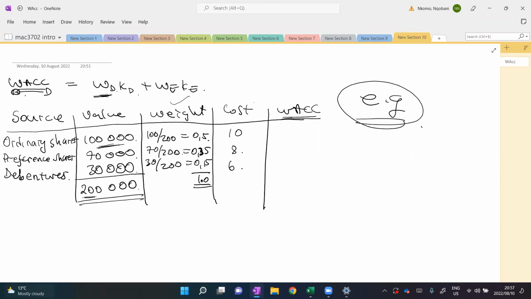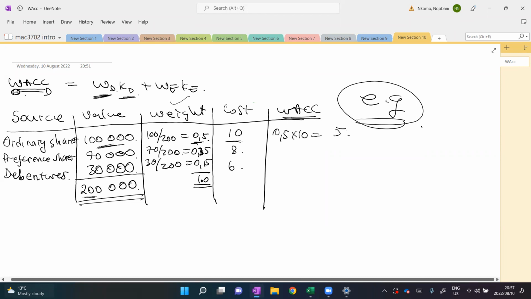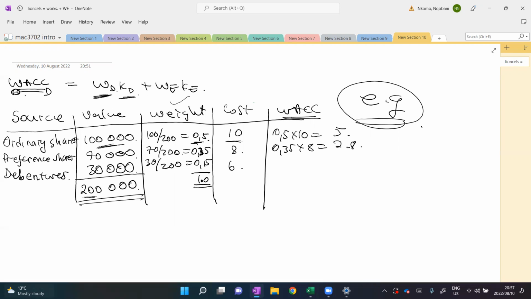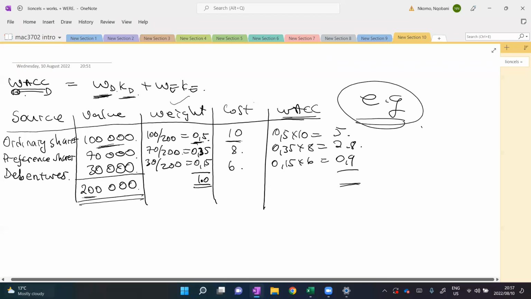Yes. Now we're together. So remember our formula: it is the weighting times the cost. In this case, our weight is 0.5, the cost is 10, so it will be 0.5 times 10, which gives us 5. Then 0.35 times 8 is 2.8. 0.15 times 6 is 0.9. So our WACC will be the total, which is 0.9 plus 2.8 plus 5, giving 8.7. Are we clear?